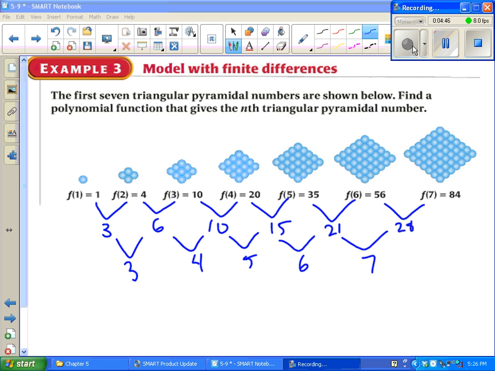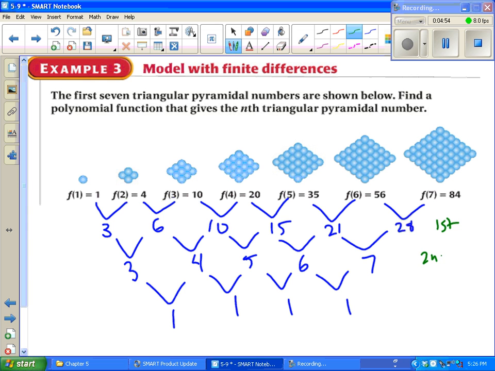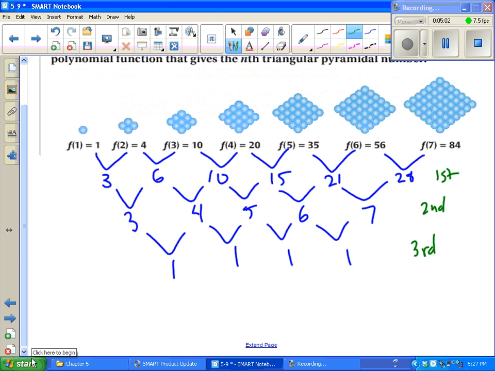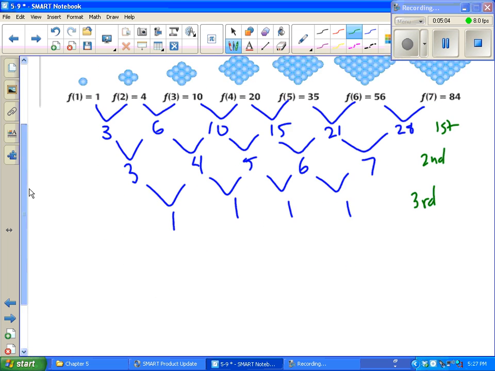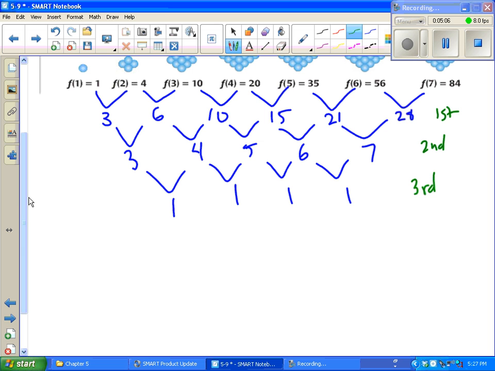Still not all the same, but I'm seeing a pattern. And there we go. So this must be a not first, not second, but a third degree equation that's going to fit all of these numbers. So you've got to come up with that third degree equation. And that's going to be the part that's really hard without a graphing calculator.